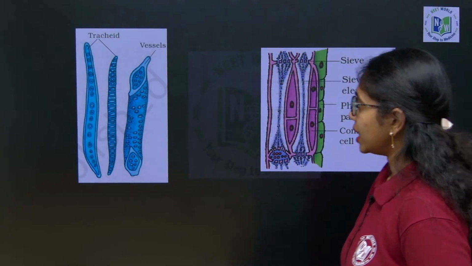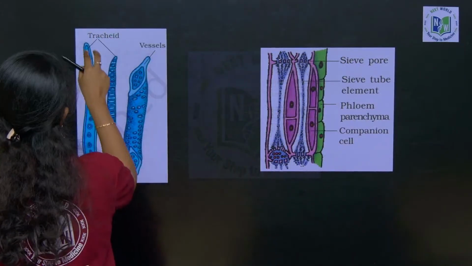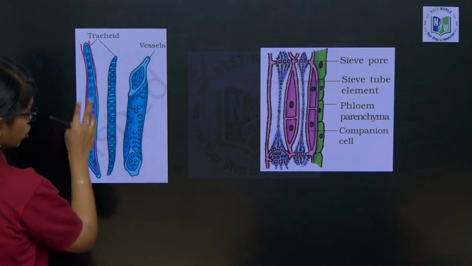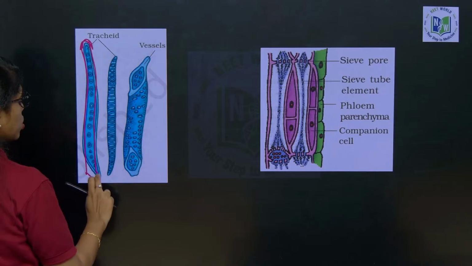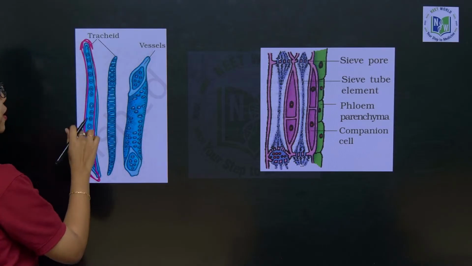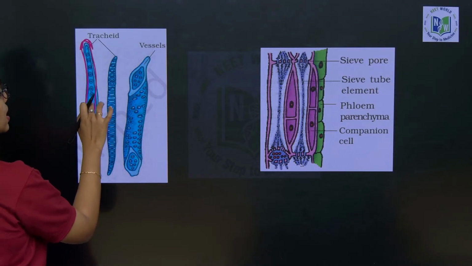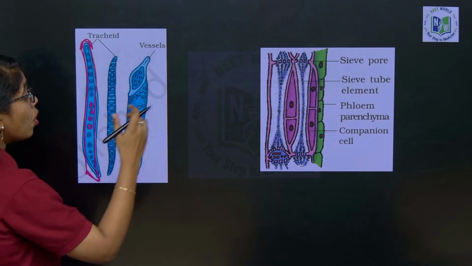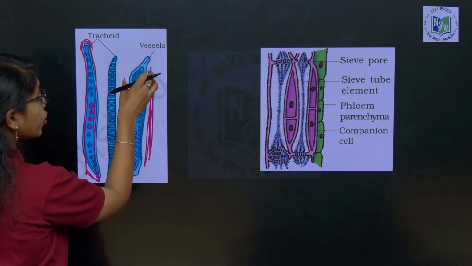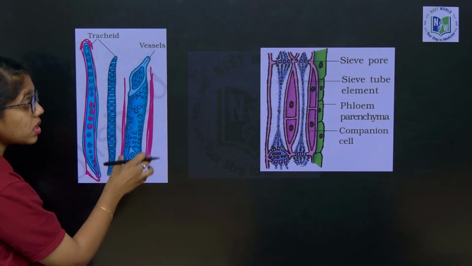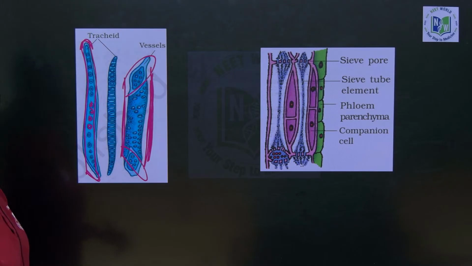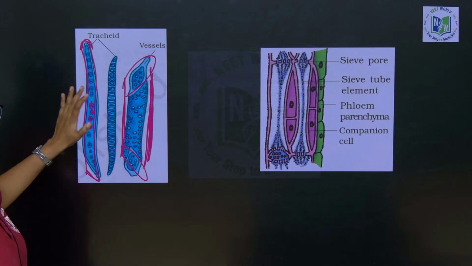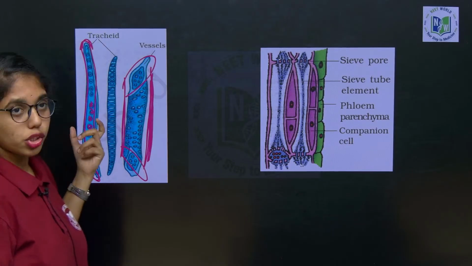Then tracheids and vessels. Tracheids are long tube-like structures with tapering ends and pits. Vessels are long tube-like structures with wide diameters, and here you can see perforation plates above and below. These are the tracheary elements of xylem.